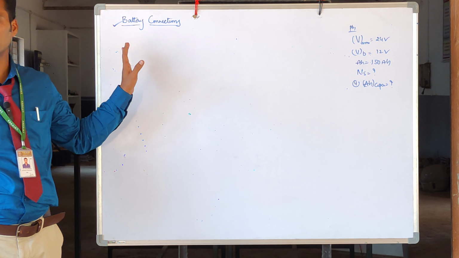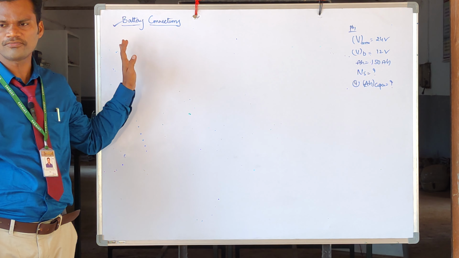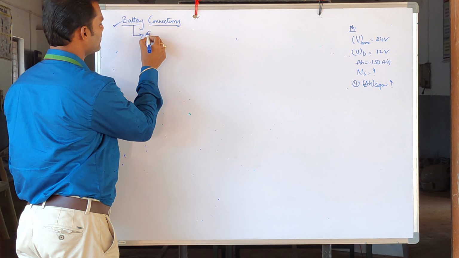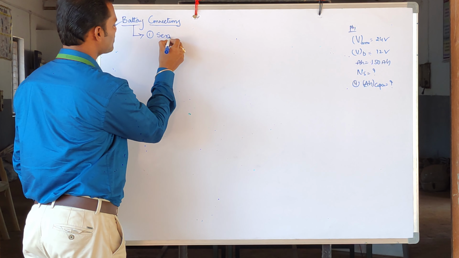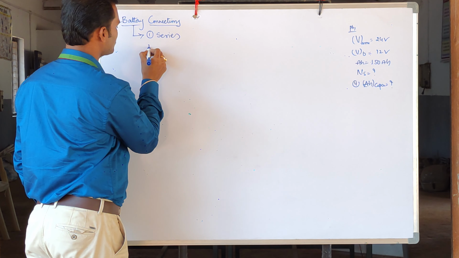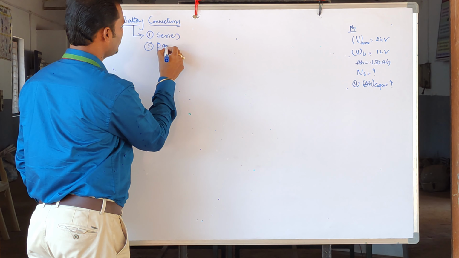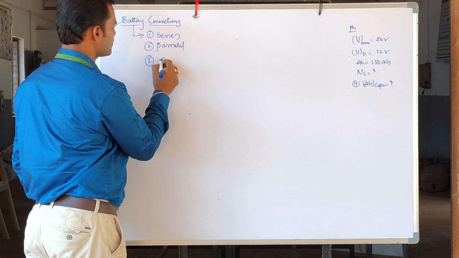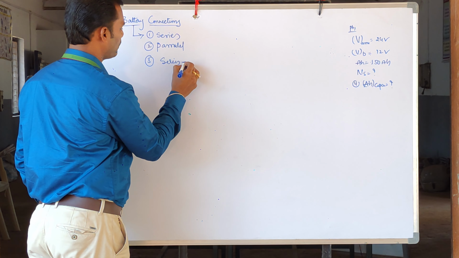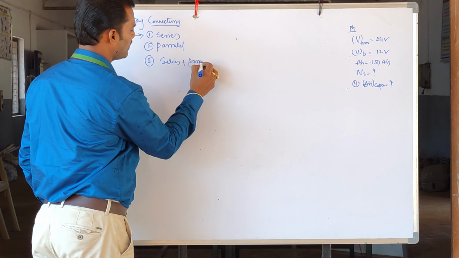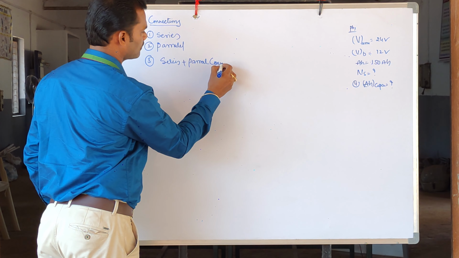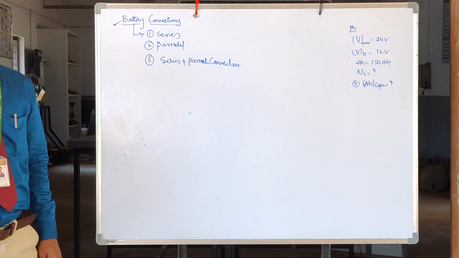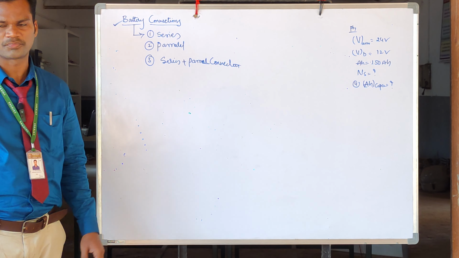So today we are going to learn about some basic concepts of battery. Coming to battery connections, the first connection is series connection of batteries, the second is parallel connection of batteries, and the third is series plus parallel connection of batteries. Okay, let's try to understand with some problems also.